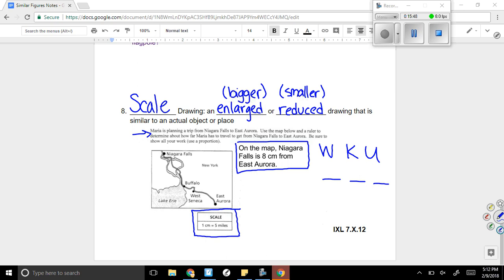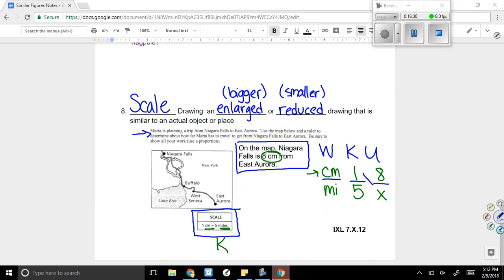I'm going to look for the labels here. On my scale, I see both labels. I've got centimeters and I've got miles. So let's go ahead and put centimeters on top, miles on the bottom. What I know comes specifically from that scale. 1 centimeter, remember you've got to line it up with wherever you put it in the W, is equal to 5 miles. And now I'm looking for that last number. Well, here I see my 8 centimeters. So because I put centimeters on top, I've got to put 8 on top. They're asking me how many miles it is actually going to take to get from Niagara Falls to East Aurora. So I don't know that yet. I'm going to use a variable to hold its spot.